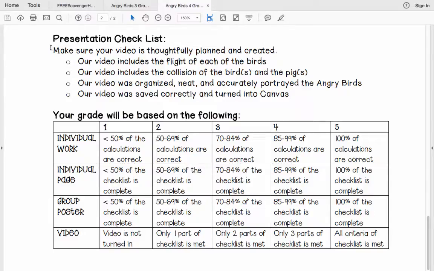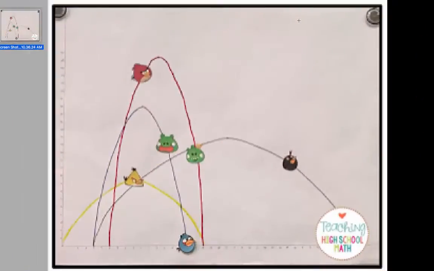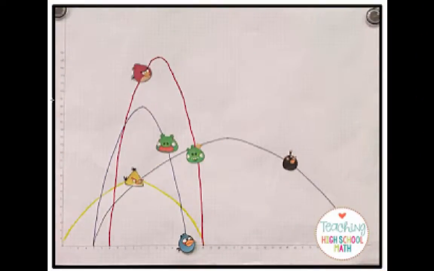All right, so let me show you an example of the poster. This is going to be a little blurry, but this is kind of what I'm talking about with the group poster. Notice that each of the birds' paths are on here, and notice that the pigs are on there. I'm planning on just having plain white paper for you, so you are going to have to create a little bit of a graph. You don't need to have all the grid lines on there unless you want to put them on really lightly. But make sure it's color-coded.